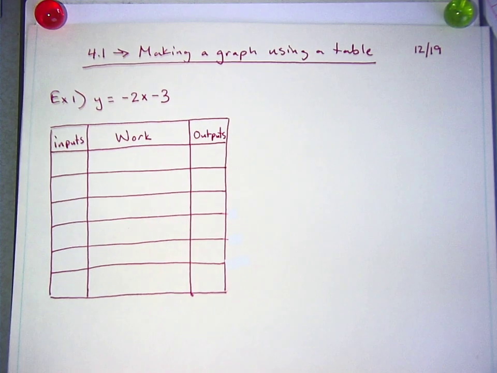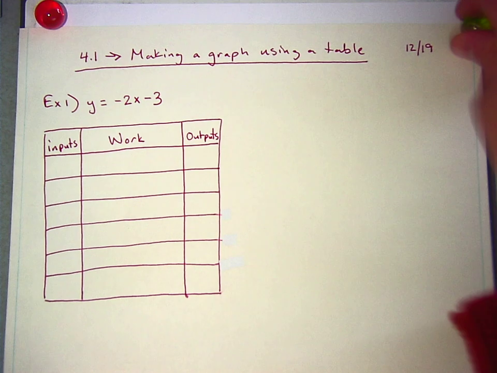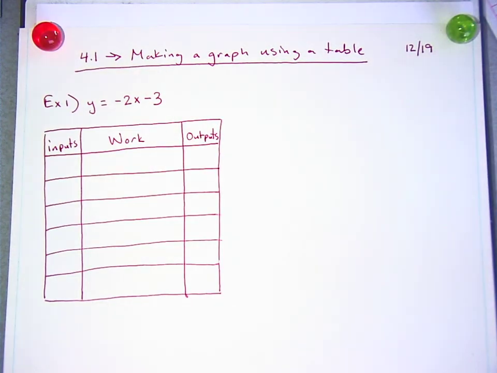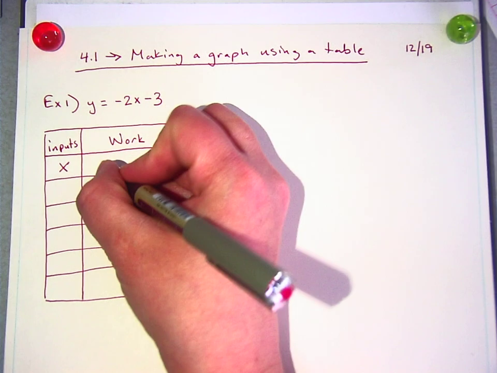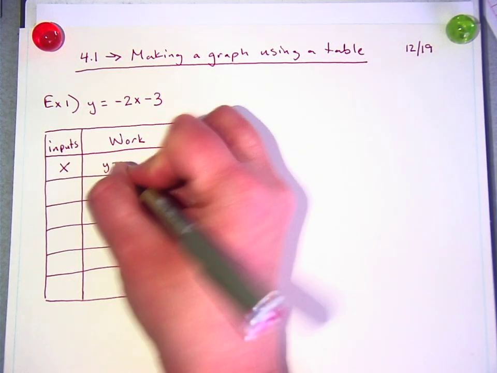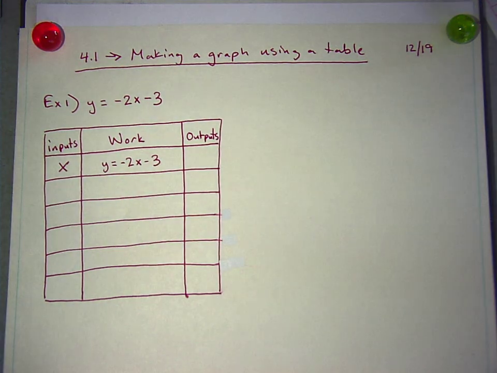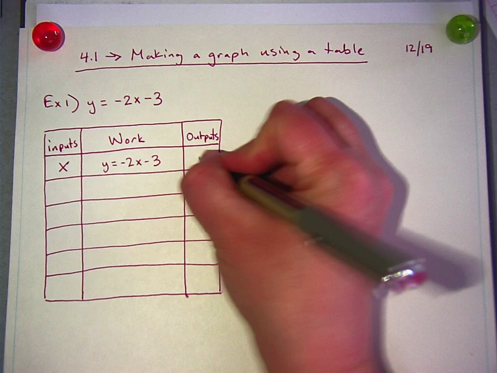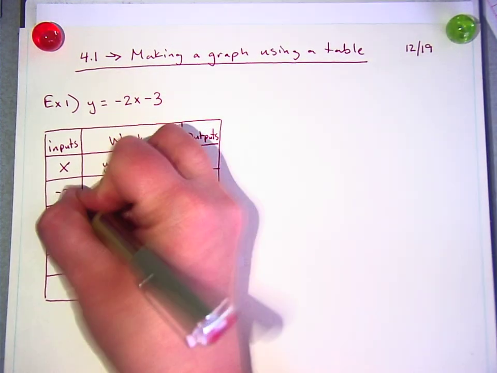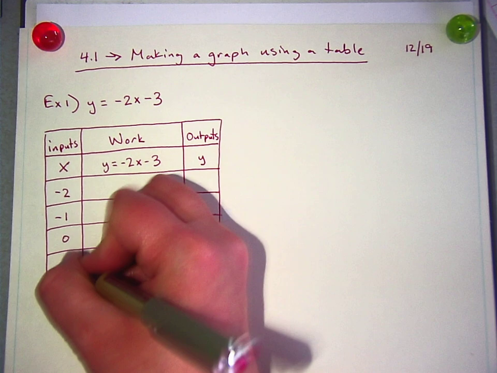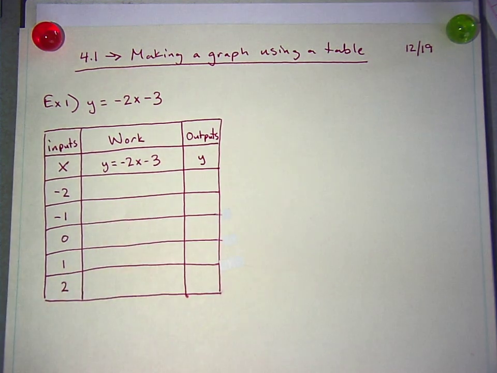When you're doing an input into an equation with an x and a y, which variable usually stands for the input? X. X is usually our input. Our work is going to be an equation, and this equation is y equals negative 2x minus 3. And what is our output going to be? Y. All right, now I'm going to be really specific about what inputs I want you to use. Everybody look up. Negative 2 through 2, whole numbers. So negative 2, negative 1, 0, 1, and 2 are the inputs that we're going to use. And we're going to do that with every single one.